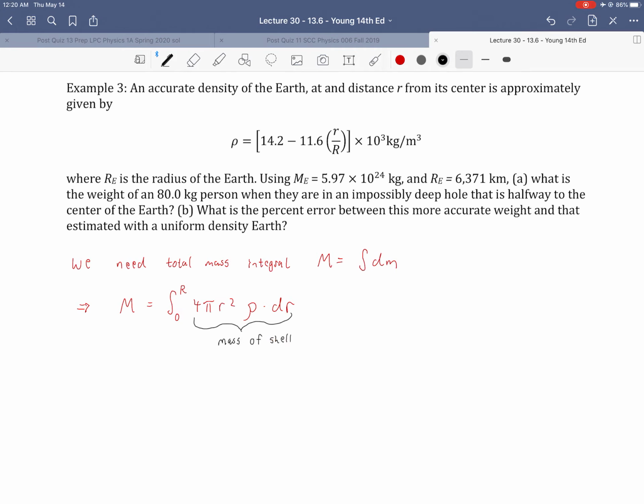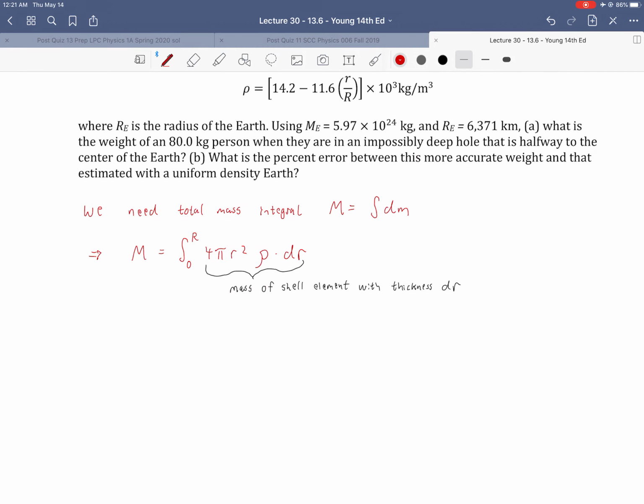So this is the mass of a shell element, and many of you recall I've used that type of terminology before, with thickness dr. All right. So the idea is that you can then integrate these infinitesimally thin shells, one on top of another, over a continuous integral, right? Because there's not a discrete number of them, there's an infinite number of these shells, but you're integrating over them and thus encapsulating the total mass of the Earth, okay, with our given density function.